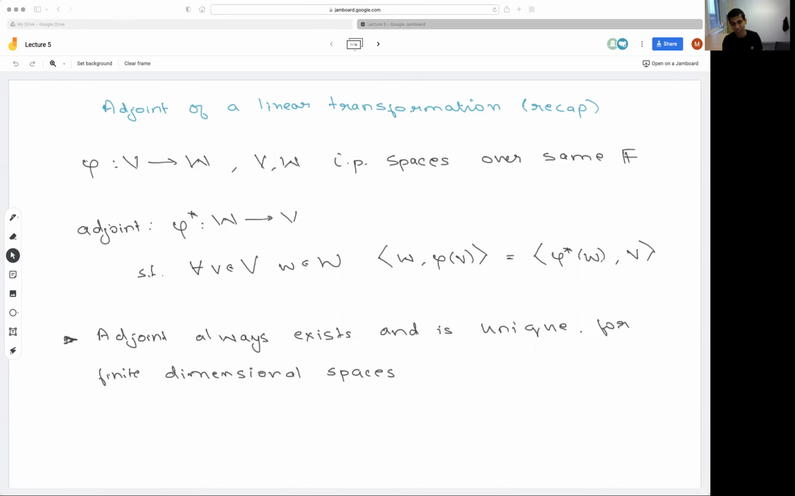The way it behaves is that it gives us the right conversion to map inner products in the W space to inner products in the V space. So if you have an inner product in the W space, you can write down the inner product of W and phi of V, because phi maps V to W, and it gives you the right mapping so that you can compute the inner product in the V space, and phi star will map W to the V space so that you can compute inner products there.